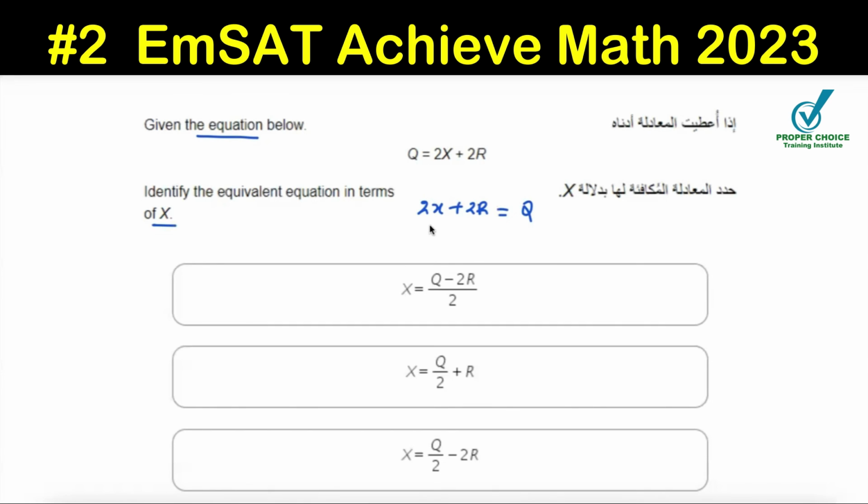Keep the x term alone and try to take the other variables to the other side by changing the sign. Then it will be written as 2x equals Q minus 2r. Now we have to make x alone, so we need to cancel the 2 here. For that, divide by 2. If you are dividing on the left side, you must also divide by 2 on the right side as well. So 2 and 2 get cancelled. So finally we are getting x equals Q minus 2r divided by 2, which is the first option here.